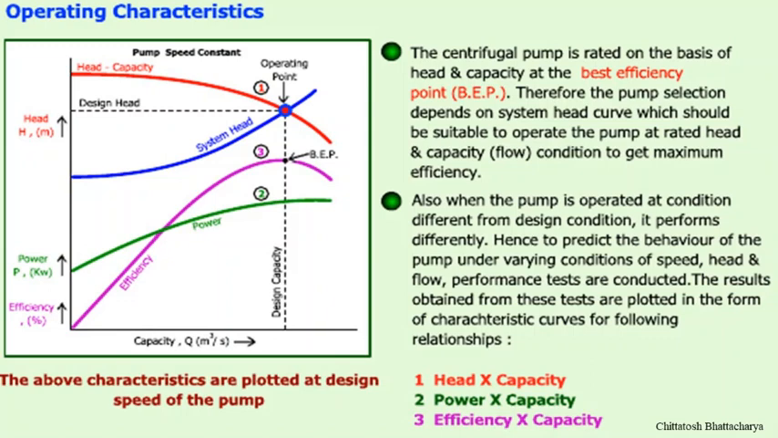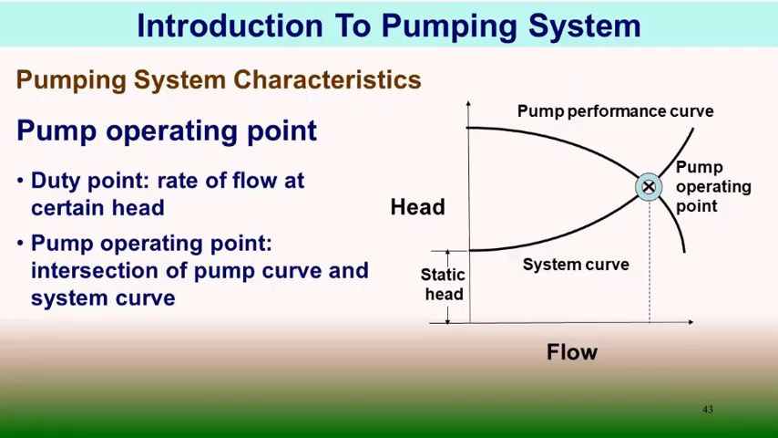So the rate of flow through a pump at a certain head is called the duty point, and the pump performance curves are made up of many duty points. The pump operating point is determined by the intersection of the system curve and the pump curve, as seen in the figure.